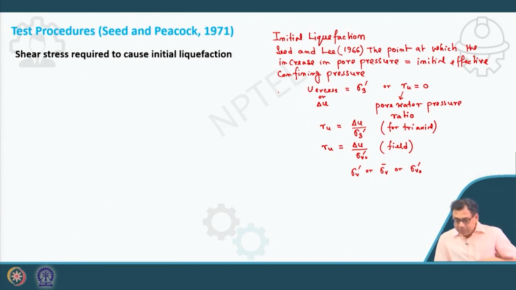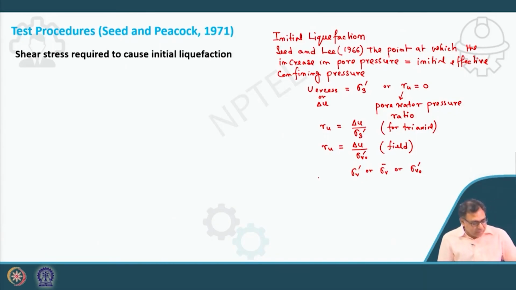So, that means RU is here. For initial liquefaction, if your RU is equal to 1, or the excess water pressure del U is equal to sigma 3 dash, then that is called initial liquefaction. So, we are here talking about the shear stress required to cause the initial liquefaction. Okay. So, how will we do that?